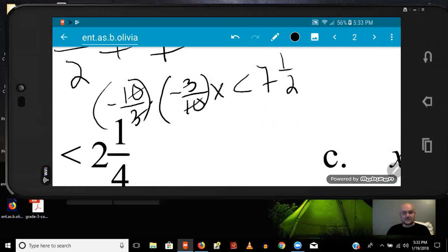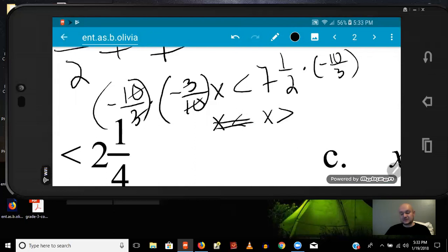But what we do to one side, we have to do to the other. So on the other side, I multiply by -10/3. So on the left-hand side, I'm left with x. Cool. But something happened. I multiplied or divided by a negative. So instead of having the less than symbol, this changes to x is greater than symbol.